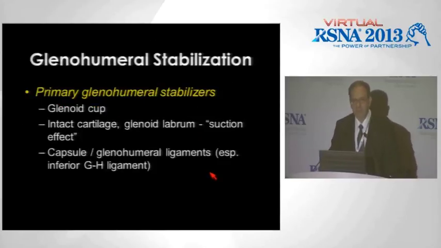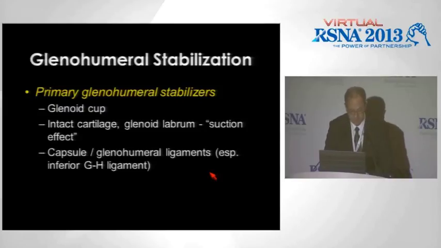Now, you can also get impingement related to instability. So we have to talk about glenohumeral stabilization. There are primary glenohumeral stabilizers and secondary stabilizers. The primary stabilizers include the glenoid cup, intact cartilage, which creates a suction effect, and the labrum and capsular structures.